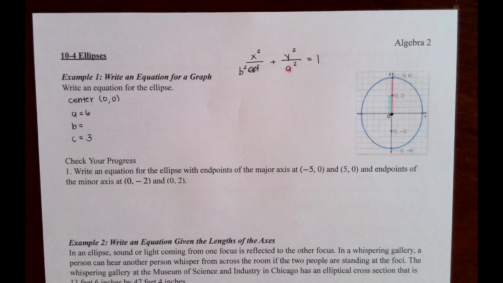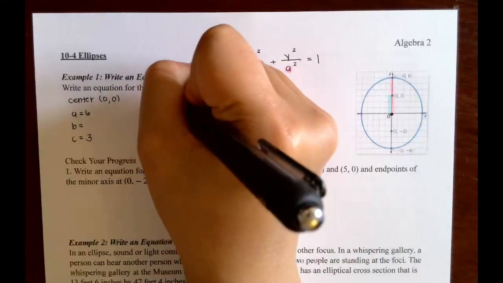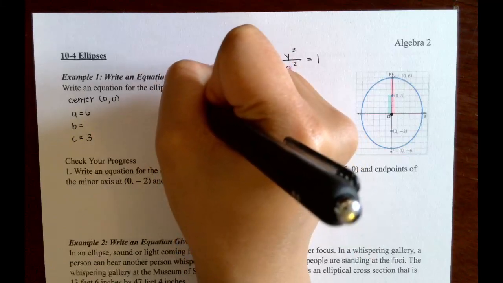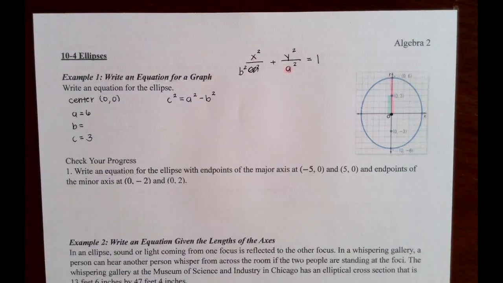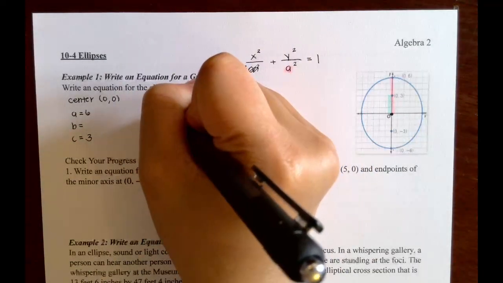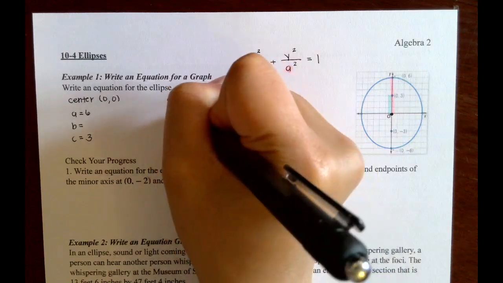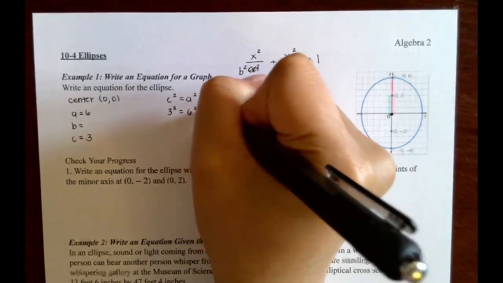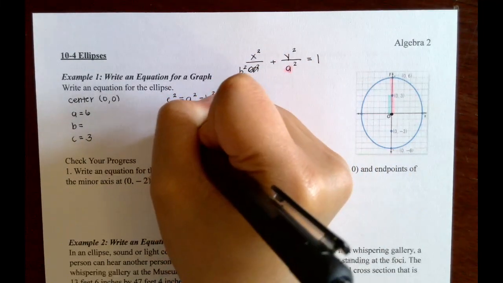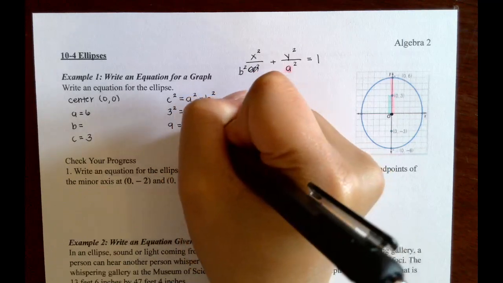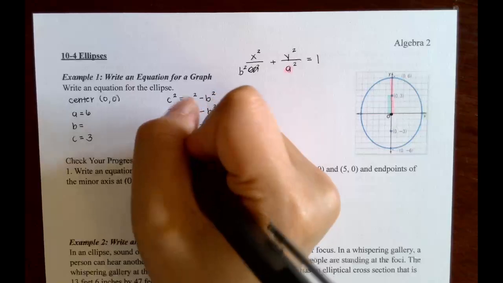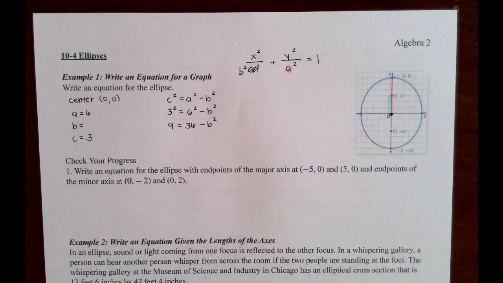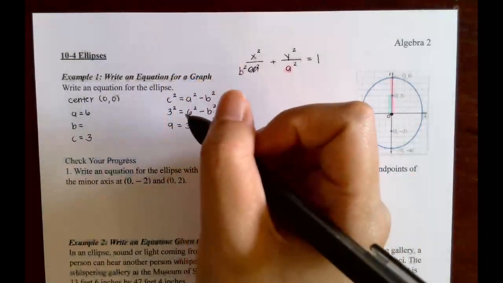To get b, it's going to be c squared equals, instead of a squared plus b squared, a squared minus b squared. So 3 squared equals 6 squared minus whatever b squared is. 3 squared is 9, 6 squared is 36, minus b squared. I'm going to subtract 36 on both sides. So 9 minus 36 is negative 27.